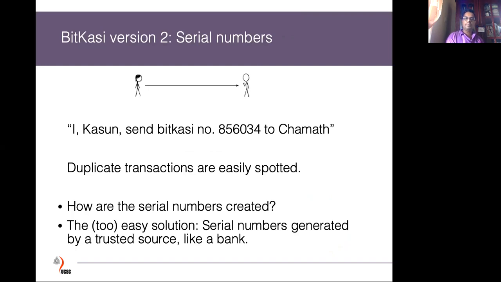So I want to improve that by applying some mechanism. What I do here is introduce some random number. Every currency has a serial number, even hard currency has a serial number. So in order to uniquely identify the currencies I issue, I might assign a serial number.